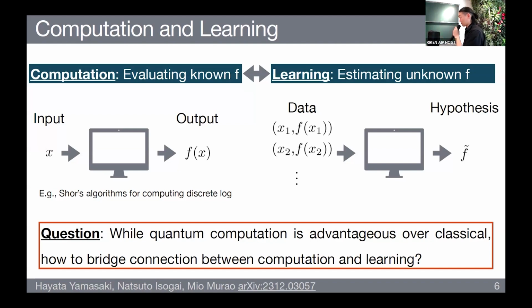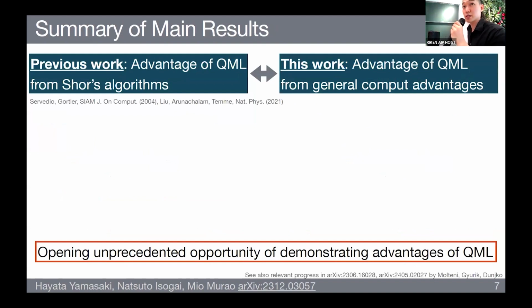These tasks are quite different. While quantum computation is advantageous over classical computation in solving computational tasks, the problem here is how to bridge the connection between computation and learning. In today's talk, I would like to discuss how to address this difference. There are several works on such a connection between computation and learning. But in the previous works, the advantage of quantum machine learning is shown only by using the computational advantage of Shor's algorithm. By contrast, in our work, we prove the advantage of quantum machine learning from the general computational advantage of quantum computation.